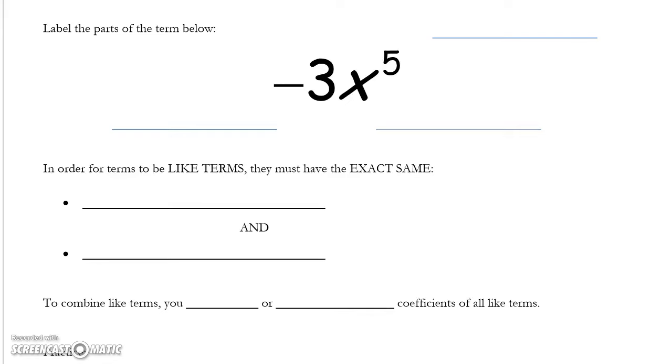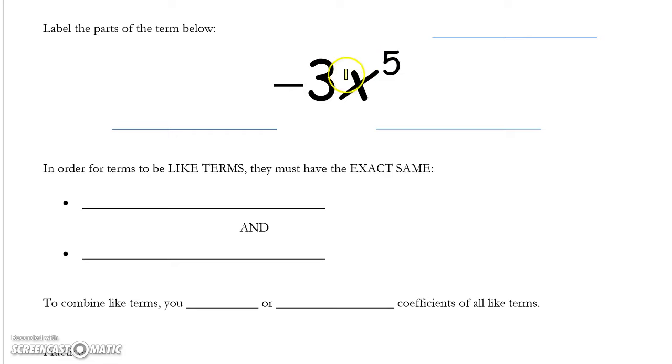This is the third and final page of today's notes. We're going to start by identifying all the different parts of a term. Keep in mind this is considered a term because there is no addition or subtraction. Every time you have addition or subtraction, that starts a new term.